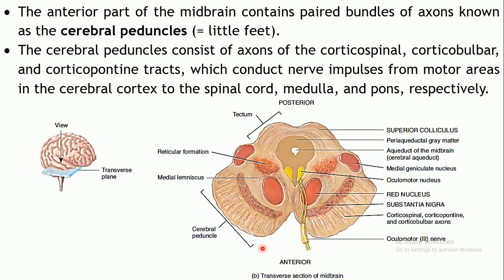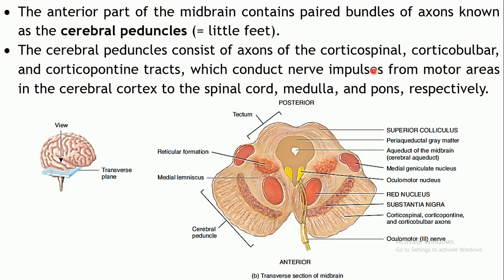So this is the transverse section of the midbrain. As you can see, there are two projections on the anterior aspect. These bundles of axons are known as cerebral peduncles, meaning little feet, the ones present on either side. This consists of a number of axons, that is, tracts are present in this particular region. These are the corticospinal, corticobulbar and corticopontine tracts.